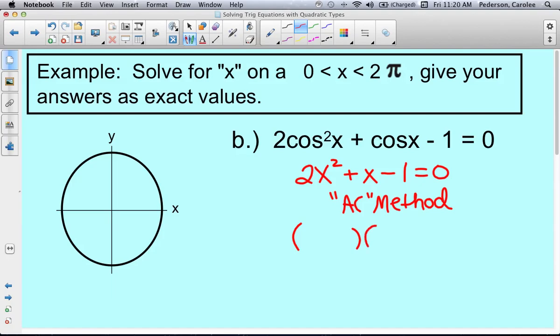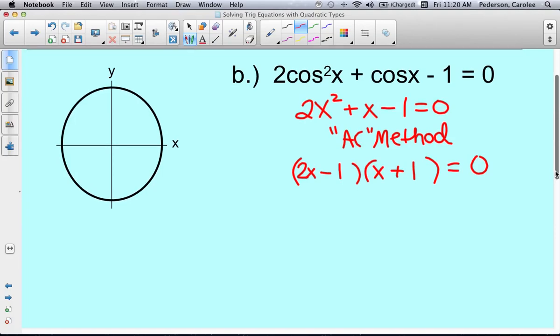So you want to split up that 2x squared into 2x and x. If you were to FOIL that back out, 2x times x is 2x squared. Then look at your C term, which is negative 1. What are the products of negative 1? Well, it's positive 1 and negative 1. So now you kind of have to guess which place the negative 1 goes and which place the positive 1 goes. You may want to FOIL back out in your head this set of factors to get back to the original quadratic. So now we've factored the quadratic equation without the trig in there.